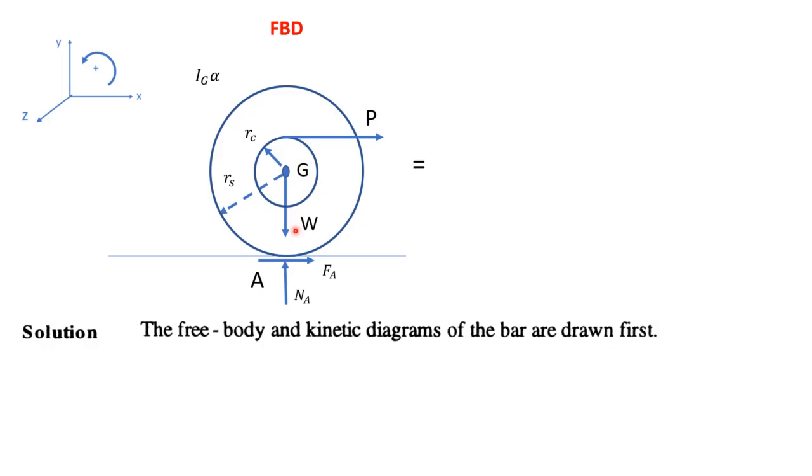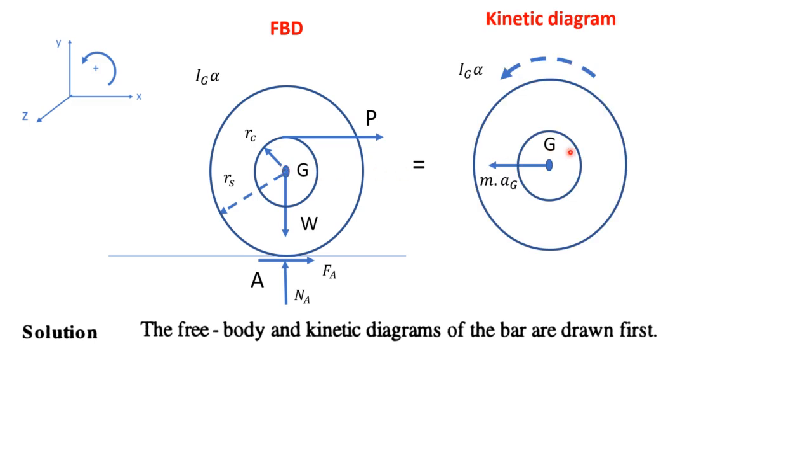Anyway, free body diagram, we have the weight going downward, the friction force and the P going to the right, and the normal force going upward. At the point A, and we can say this one point B, and this is the center, which is the point G. Now the kinetic diagram only going to have the mass multiplied by the acceleration G, and this will go to the left, and we are going to have the IG alpha as the moment going counterclockwise.